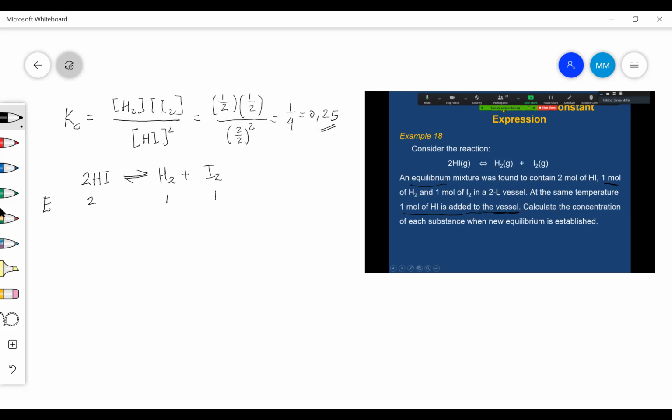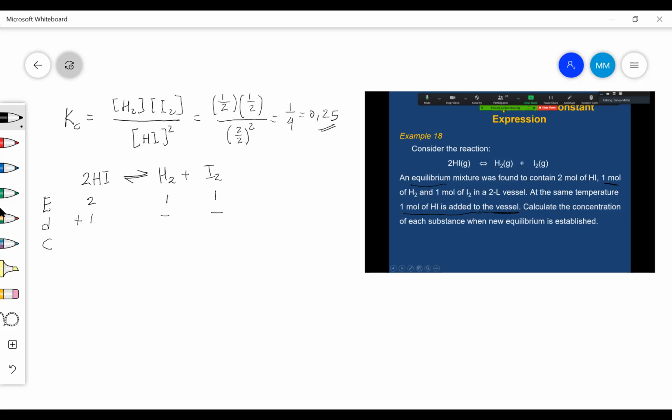What is the disturbance? D is the disturbance. What is the disturbance here? 1 mole of HI is added, right? So it is plus 1 mole of HI, but there is no addition of H2 and I2, so 0. Now, this is the critical part. We are going to find the change here: how the equilibrium changes when you add this 1 mole of HI.